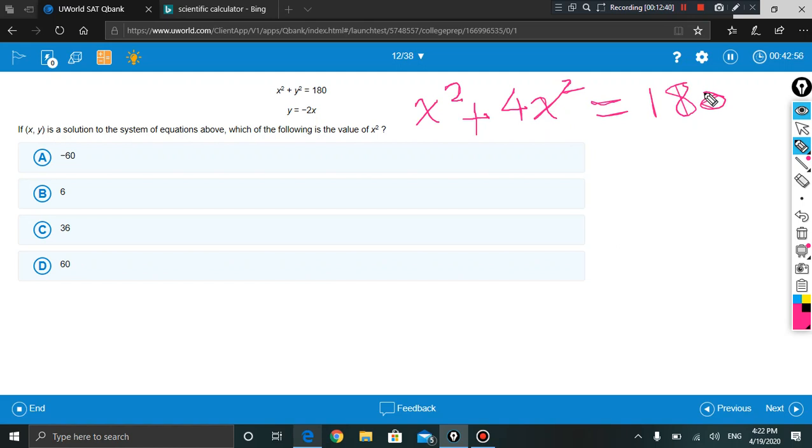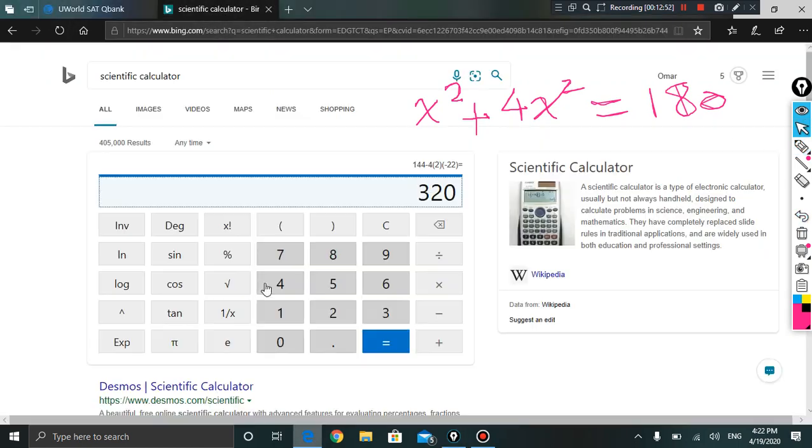Okay, wait a sec. 45 times 5 is what? Well, I'm not gonna calculate it here. I'm just gonna go here. Okay, 180 divided by 5. That's 36. I'm sorry about that.